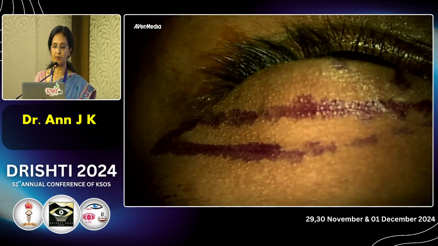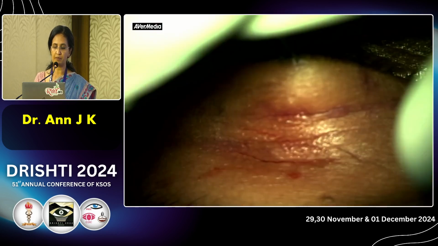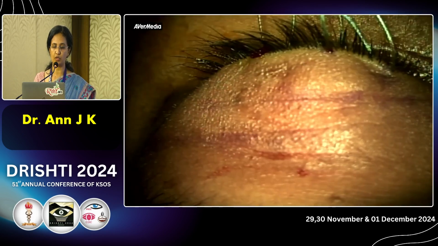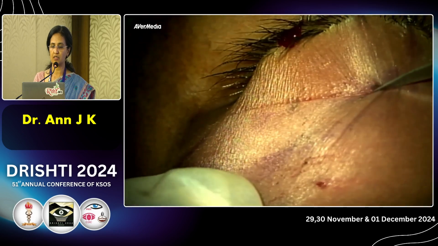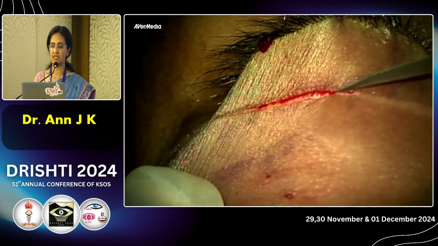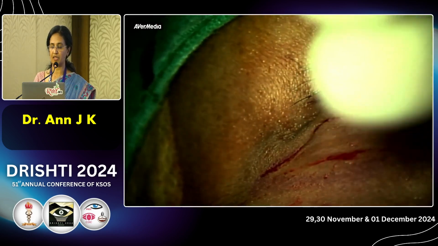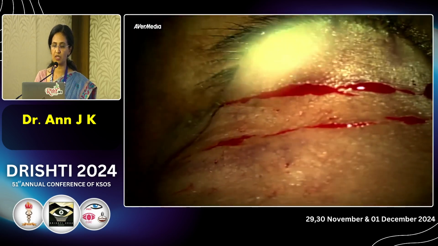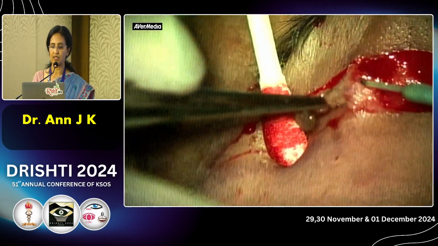It is ideal. Here we have marked the lid crease, and because the patient is also having excess skin, we are doing a blepharoplasty. So that is a blepharoplasty incision. Local anesthetic is injected, and we are cutting along the previously marked areas. You can use either a cautery or a blade, and then you have to resect the excess skin.